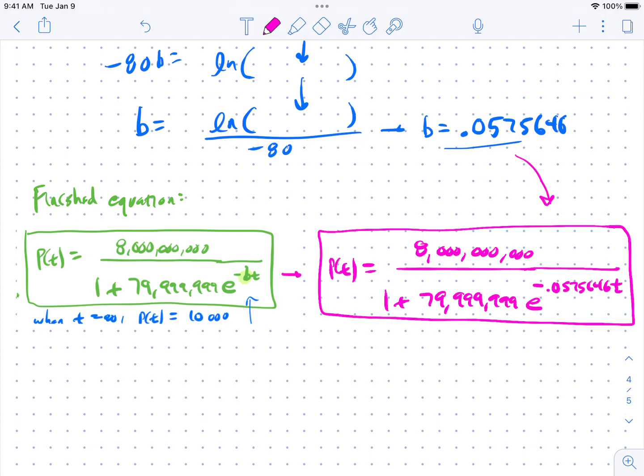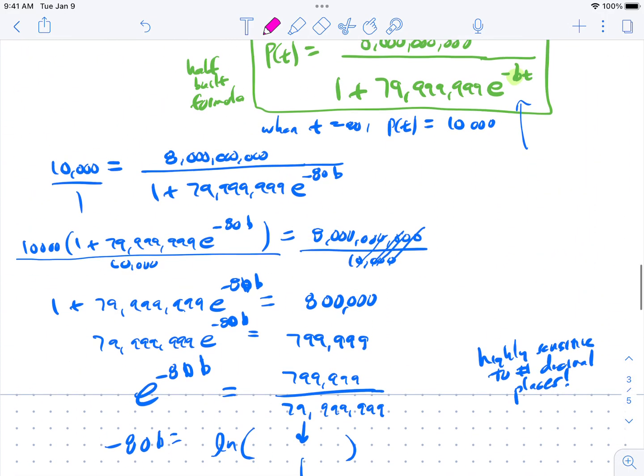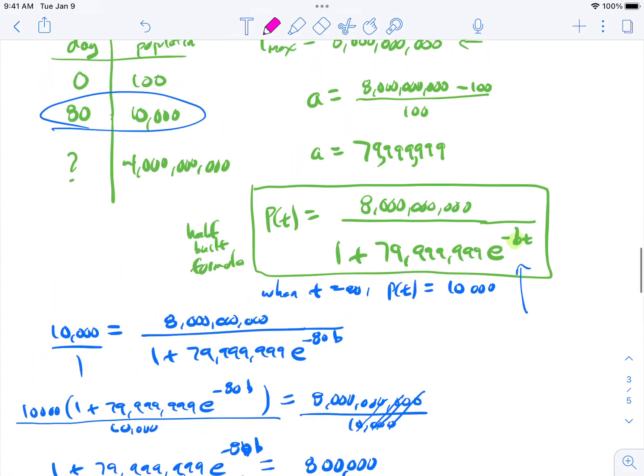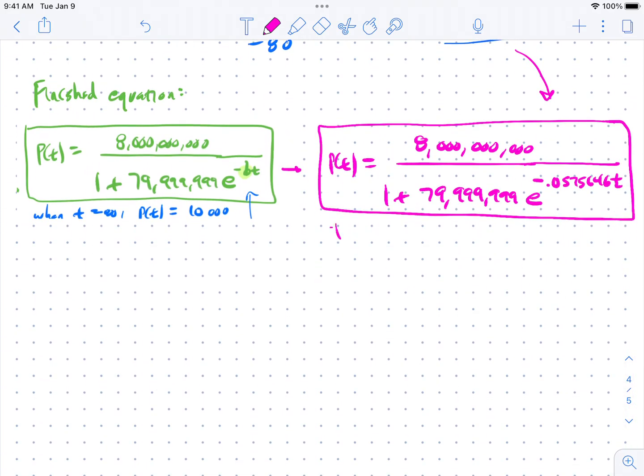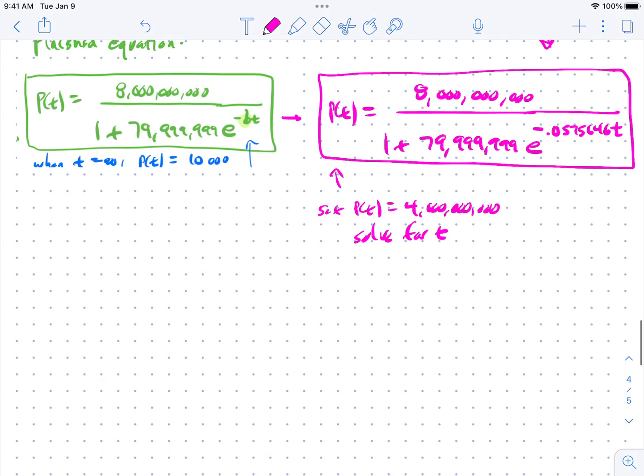That's the equation of our logistic growth curve for this particular whatever kind of germ it is. What was the question? The question was, okay, how long will it take for 4 billion people to be infected? So set P of T equals 4 billion, solve for T. That is our task.